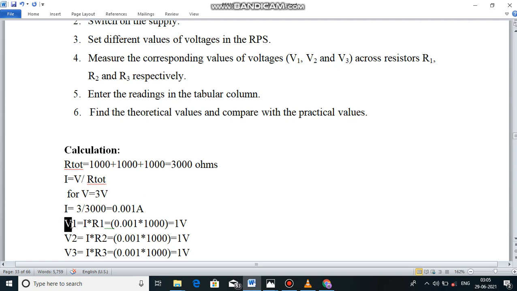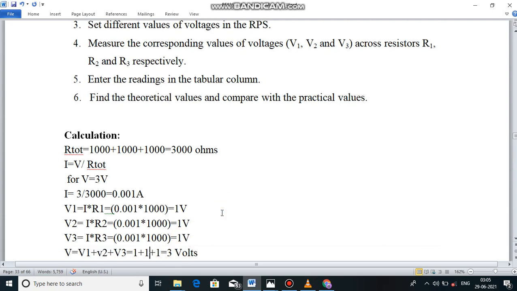So V1 is equal to I into R1. I know the current value is 0.01 and the resistor is 1 kilo ohm, which is 1 into 10 power 3. So the drop across the first resistor will be 1 volt. Here we have 3 resistors, and each and every resistor is of 1 kilo ohm. So I'll get the drop across each resistor as 1 volt, which is the same.